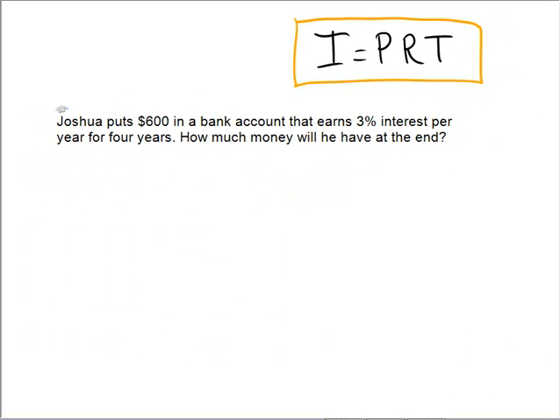Word problems. Recall the equation I equals PRT. I stands for the interest that will be earned. P stands for the principal amount, or the amount of money that you have to begin with. R stands for your interest rate as a percentage, and T represents your time. Again, I is interest. So using this formula, we're going to solve the following word problem.